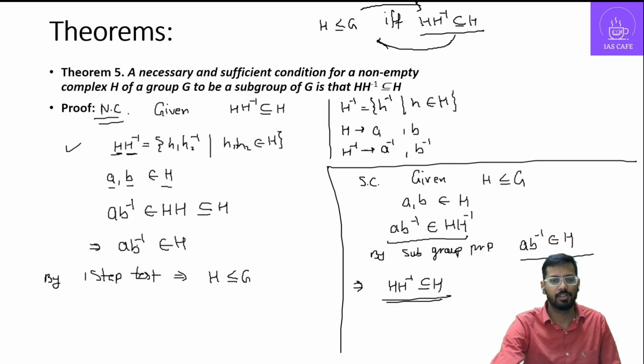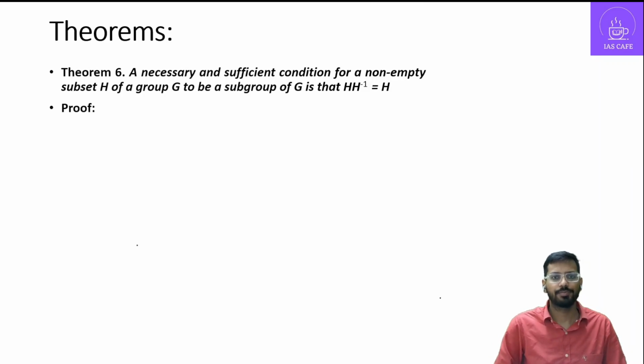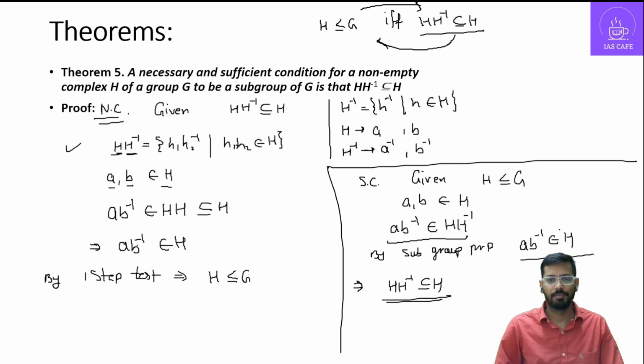Okay, we have checked both conditions here. Now the next theorem we will take. Earlier we proved that H inverse is a subset of H. Now we will prove that H inverse is equal to H. So we will pursue this further. The first part will be the same as this one. Now we have proved that H inverse is a subset of H.